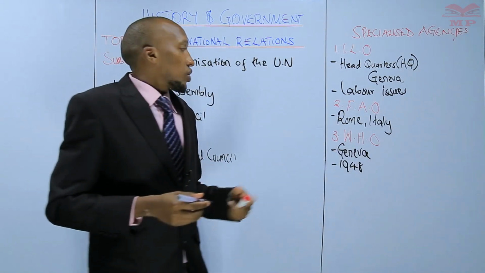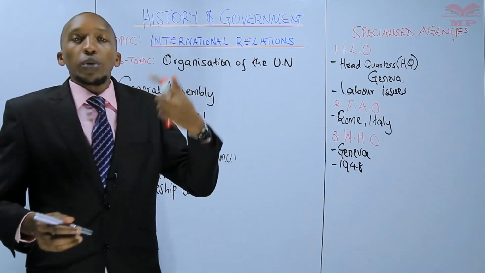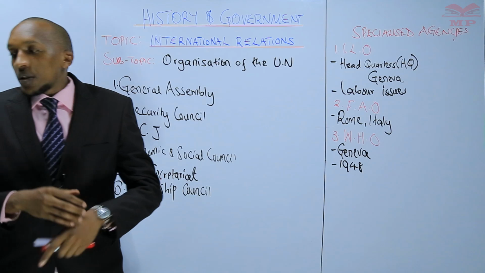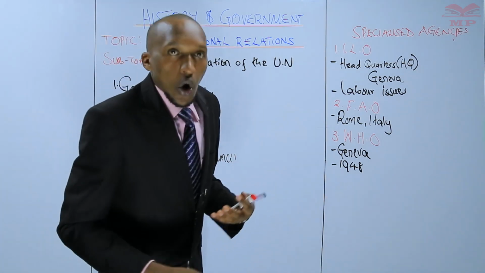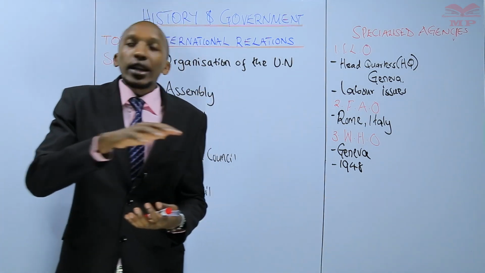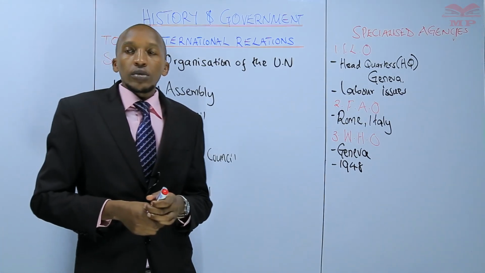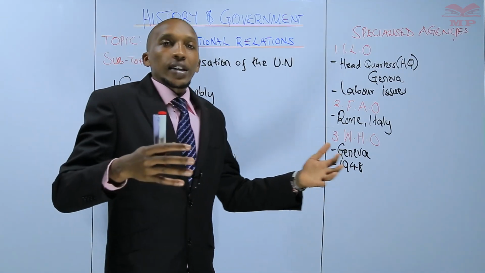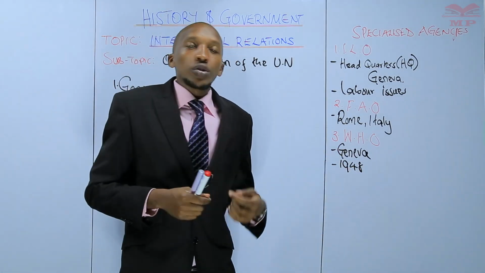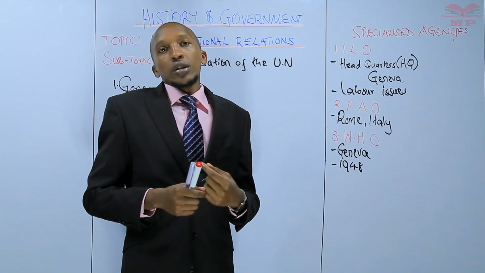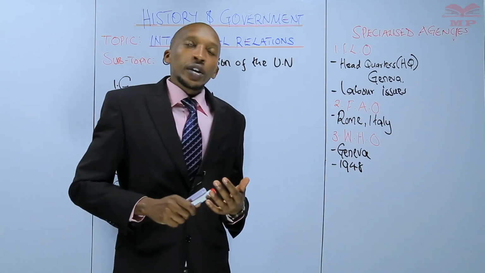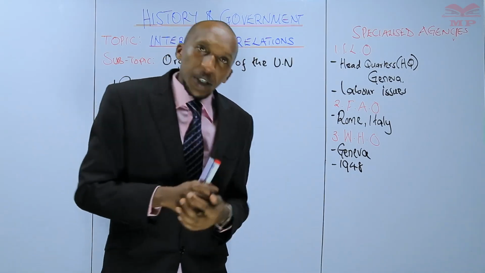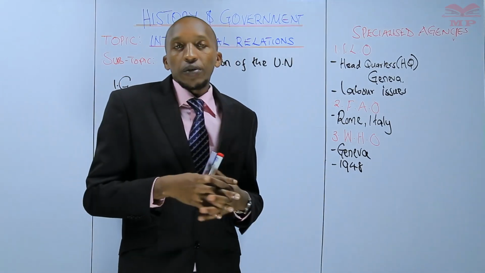So the main function of the WHO, or the World Health Organization, is to make sure that there is control of diseases that concern the whole world, diseases that affect the whole world or are spread out in the world. For example, we have the HIV virus that erupted in the world and affected most of the countries.